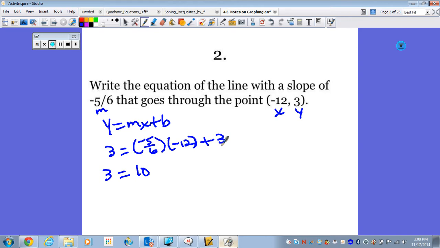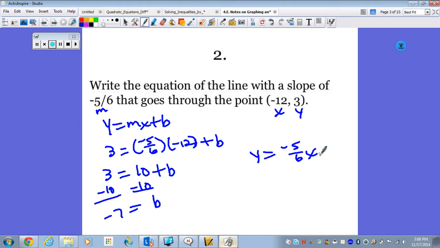And then, oh, I'm sorry, that should be b. I'm not sure why I wrote 3, but let's put a b here. So then plus b. Now I'm going to subtract 10 from both sides, and so that b is negative 7. So then y equals negative 5/6 x minus 7. There's my m, there's my b that they gave me. Okay, so we're going to keep moving.